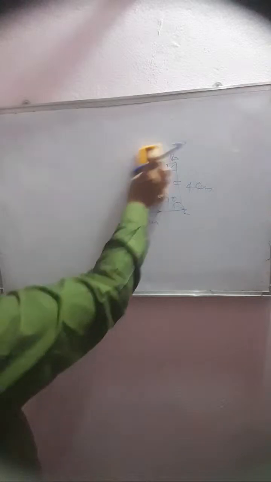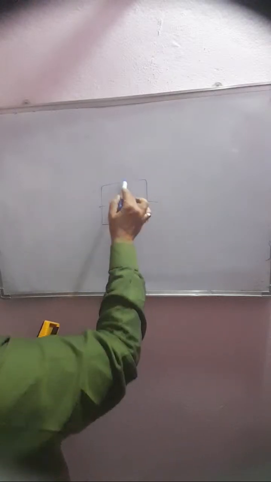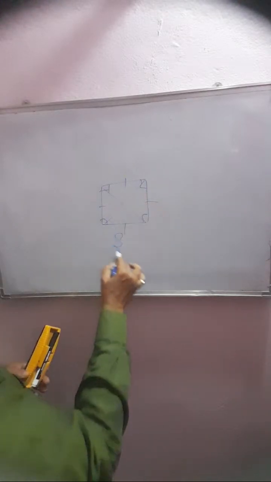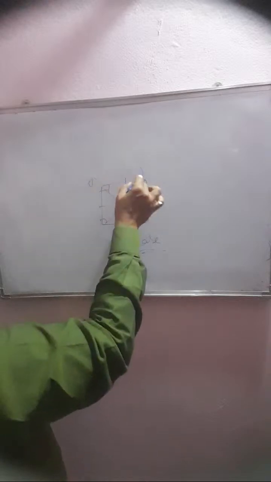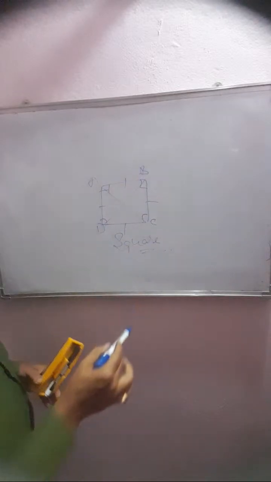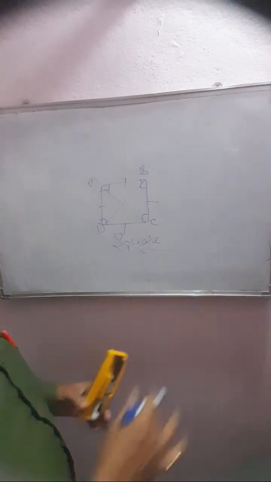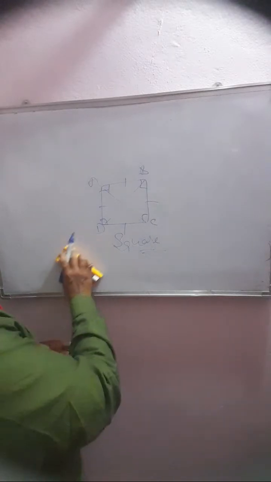So in a quadrilateral, if two pairs of opposite sides are parallel and equal and all angles are equal, that is called rectangle. And if all sides are equal and all angles are equal, then a beautiful figure will come. As all of us know, that is called what? Square. In square, all sides are equal, all angles are equal, diagonals are also equal.